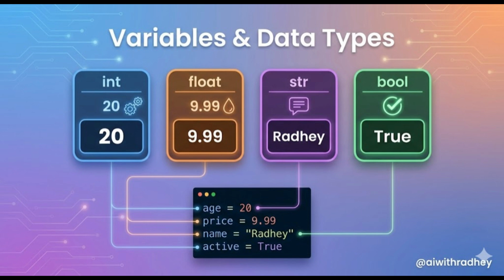In Python, variables are like small memory boxes where we store information. Each box has a name, and inside it, Python keeps a specific type of data. For example, the variable age stores an integer like 20. Price holds a floating point number, which is a decimal value. Name stores text, what we call a string. And active stores a Boolean, which is either true or false. These data types help Python understand what kind of information it's working with, and how that information should behave when we use it inside our programs.